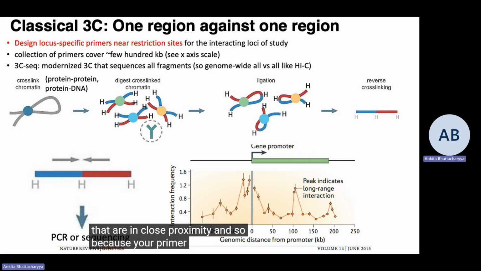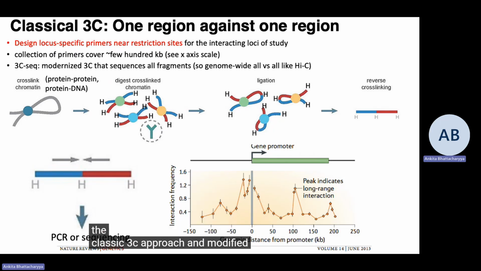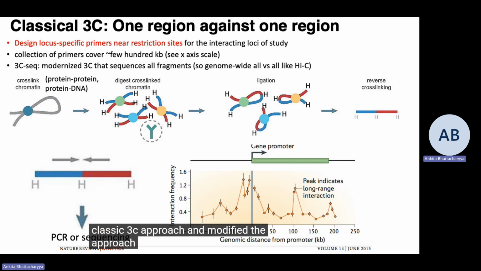Because your primer sets are specific to each locus, realistically your primer set only covers a few hundred kb for each of the 2 loci. Again, 3C, the classic version anyways, was a one-to-one, or one region against one region, type approach. It's worth pointing out that more recently people have revisited the classic 3C approach and modified it in order to produce a protocol called 3C-seq.